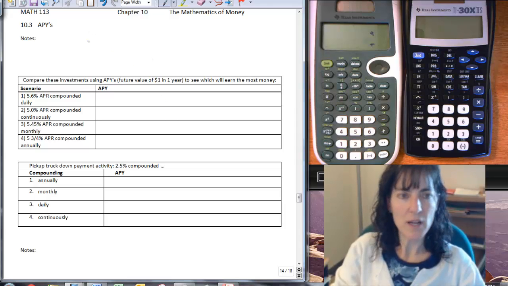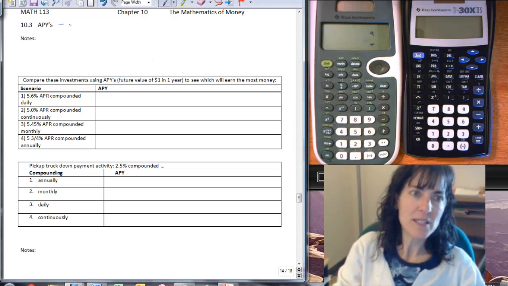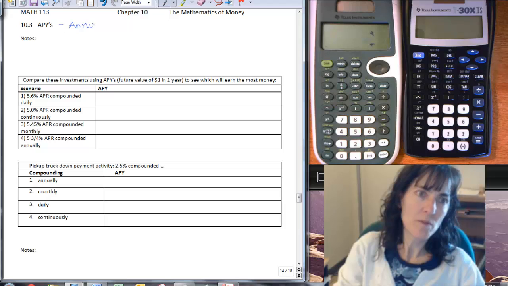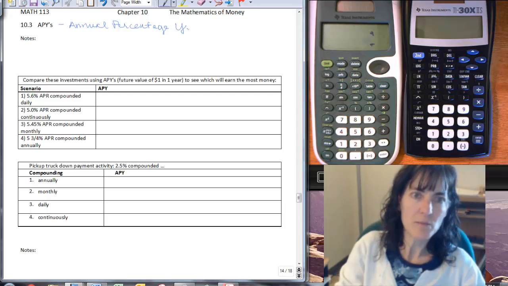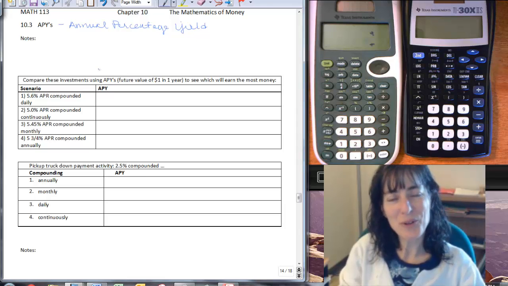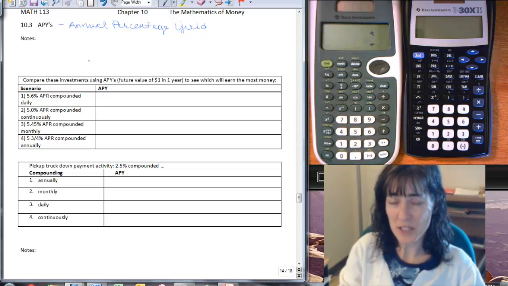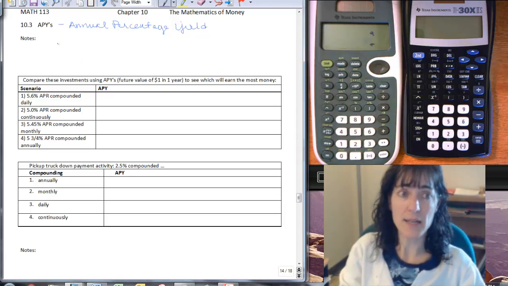So APYs. APY stands for annual percentage yield. Now apparently there are a few ways of figuring out annual percentage yield, and if you look it up on the internet you're going to see a couple of different methods. I'm going to show you one method, and that's the method I would like you to use for this class.